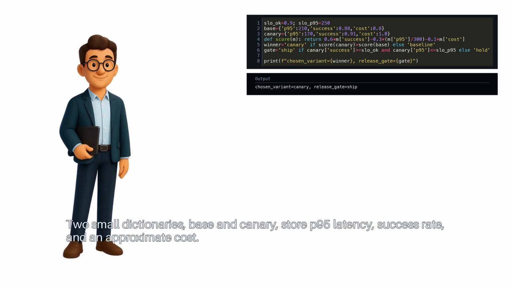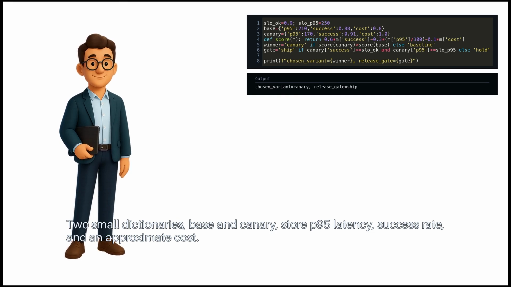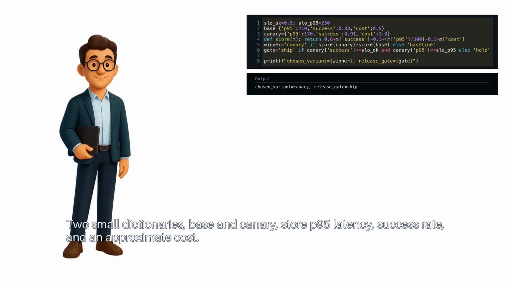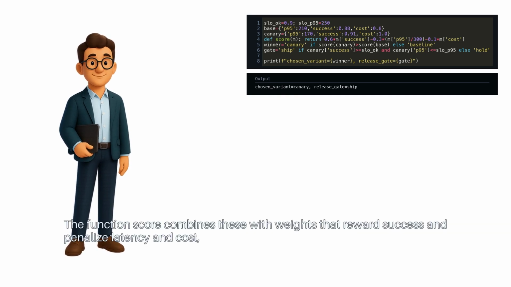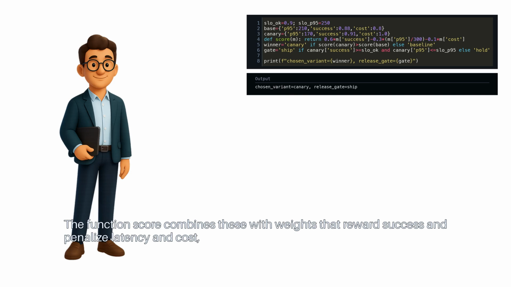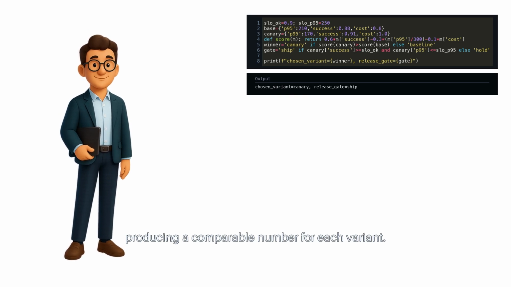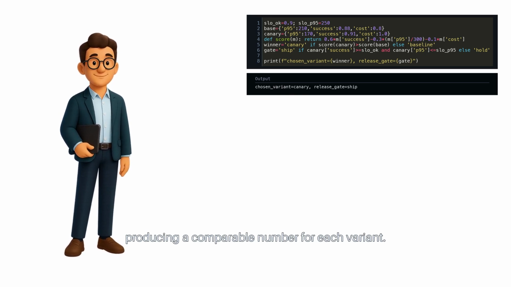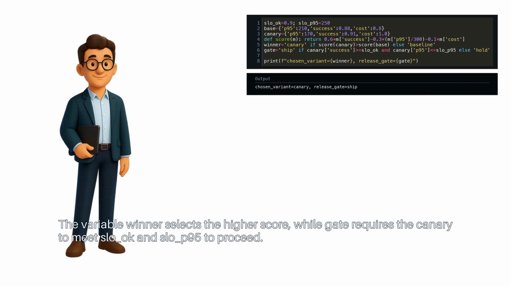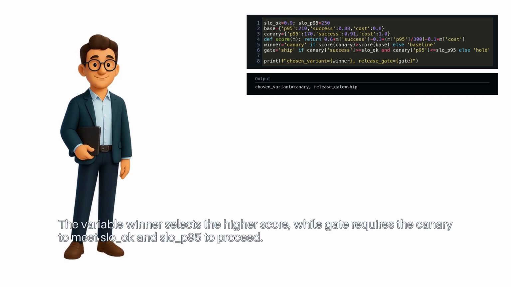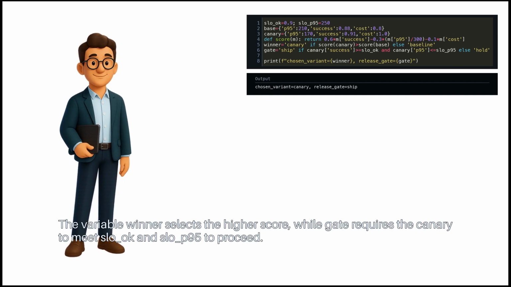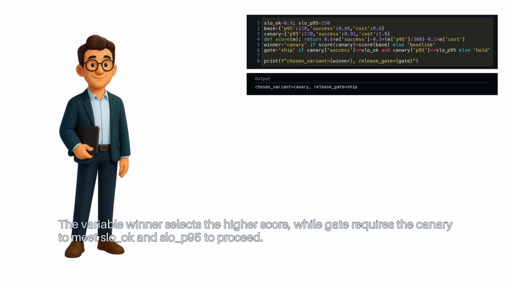Two small dictionaries, base and canary, store P95 latency, success rate, and an approximate cost. The function score combines these with weights that reward success and penalize latency and cost, producing a comparable number for each variant.